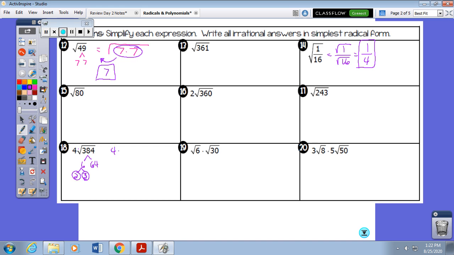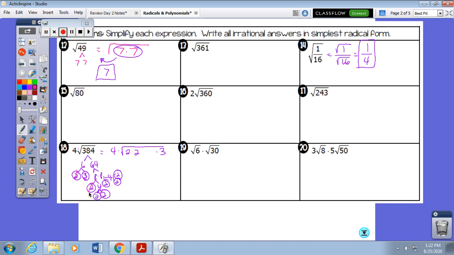Because right now I have 4 times the factors of 64, which are 8 times 8. You could pull the 8s in there if you're comfortable with that. 2 and 4. 2 is prime. So right now I have 2 times 2. I have a times 3 out here. 2 times 2. 2 times 4. 2 times 2.